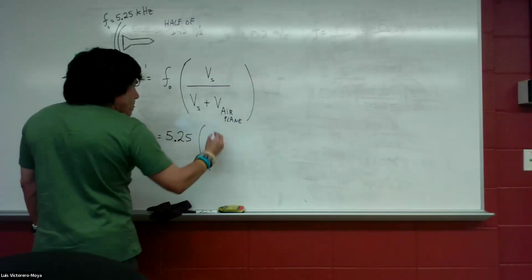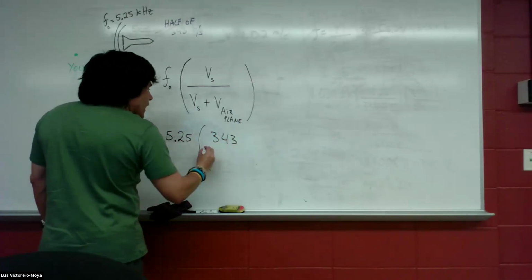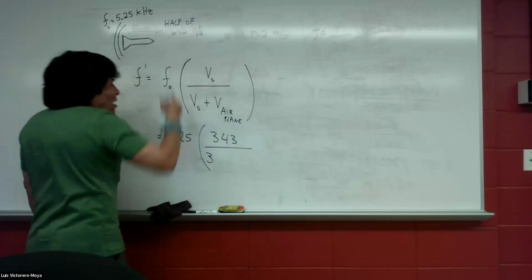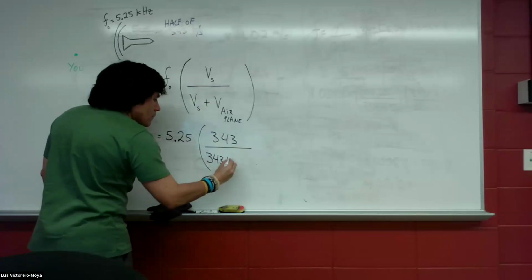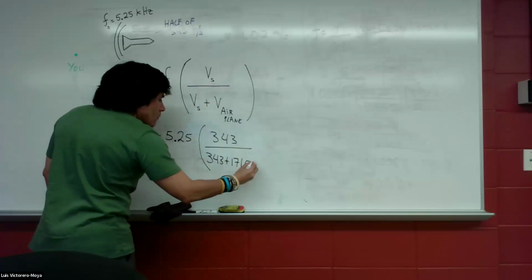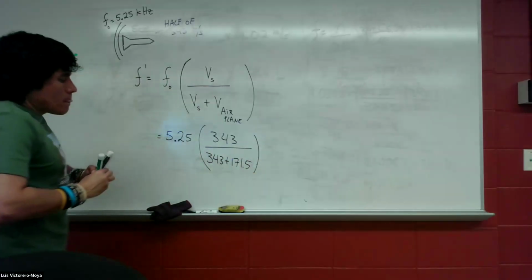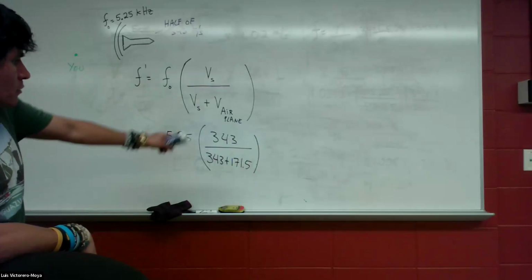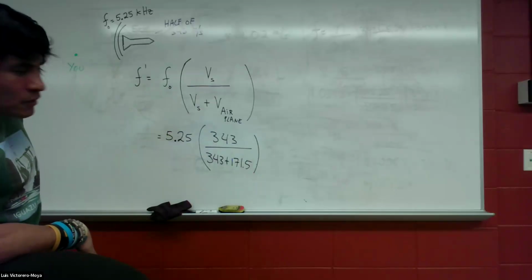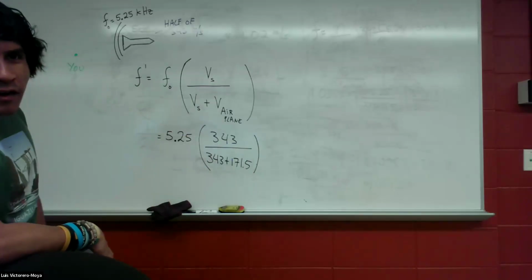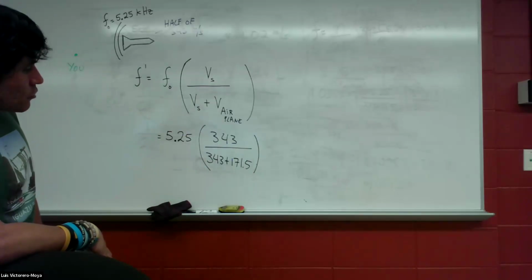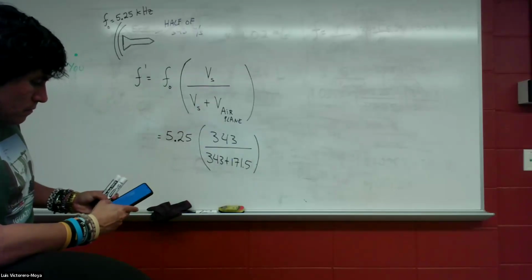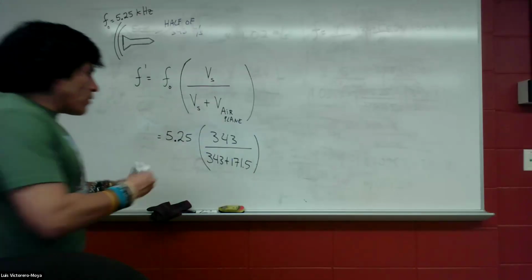5.25 times 343 over 343 plus 171.5. Half, right, of that. So that will be 2/3, because it will be 1 over 1.5. So the value will be 2/3 of that, 3.5 kilohertz.